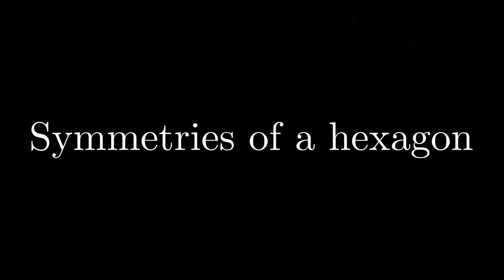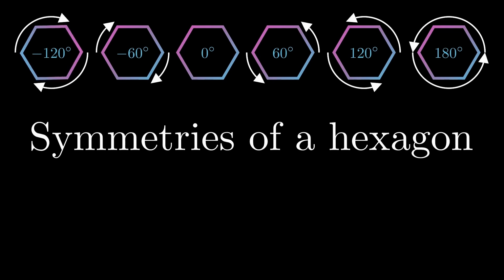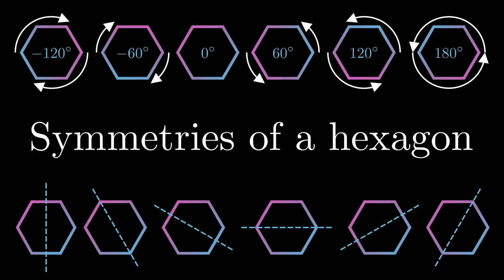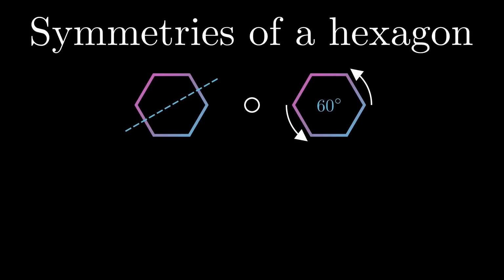Let's look at the symmetries of a hexagon. There are 6 rotational symmetries, one of which leaves the hexagon unchanged, and additionally there are 6 reflectional symmetries. An important property of symmetries is that combining 2 of them always results in another symmetry.